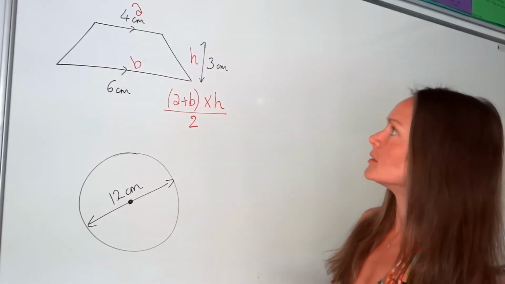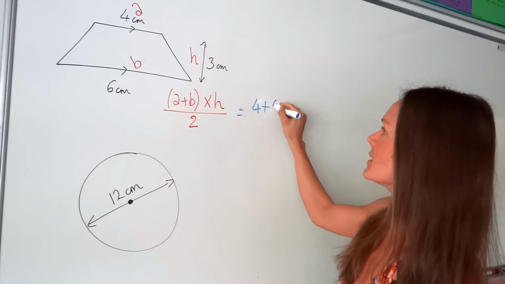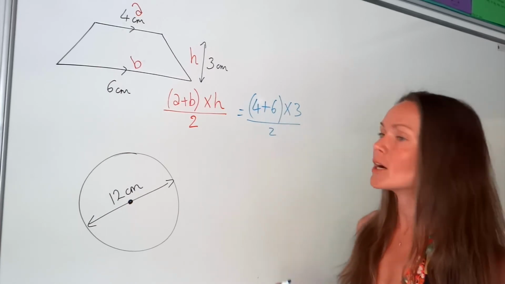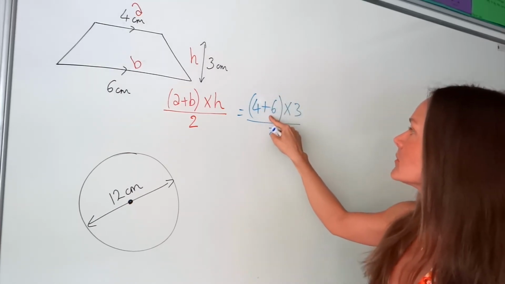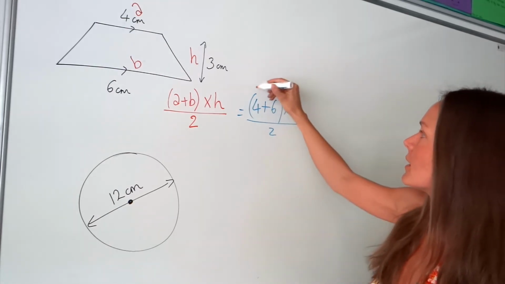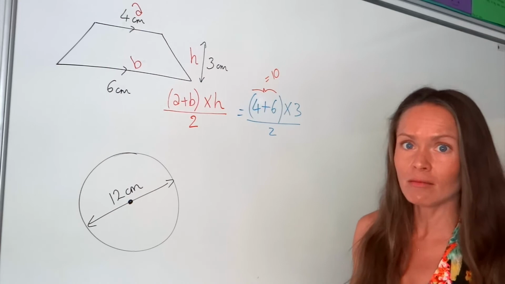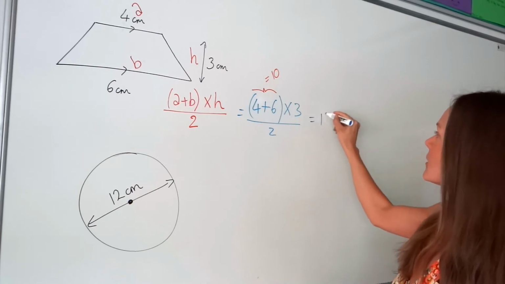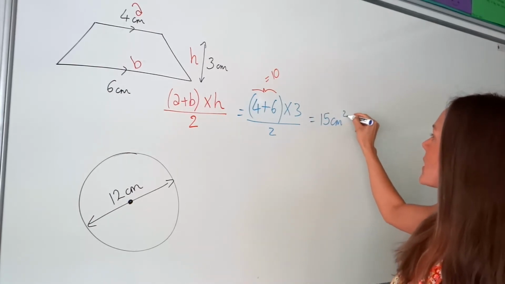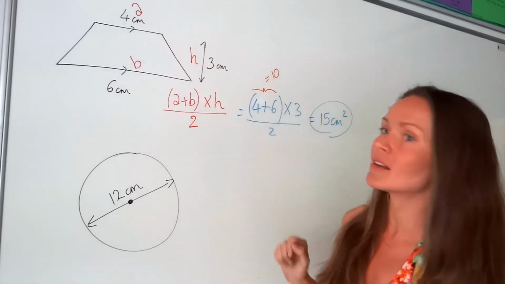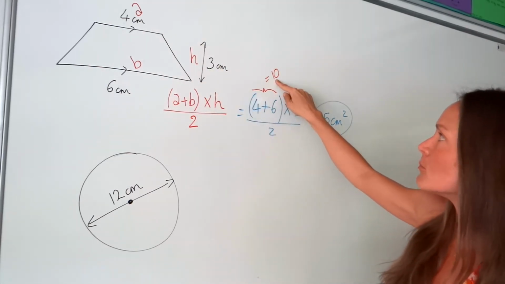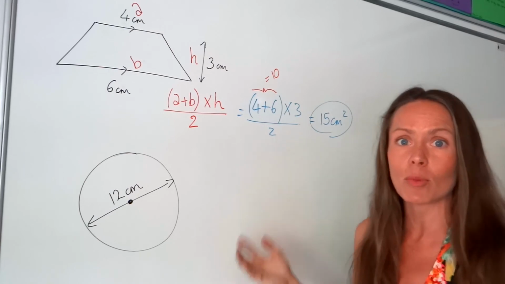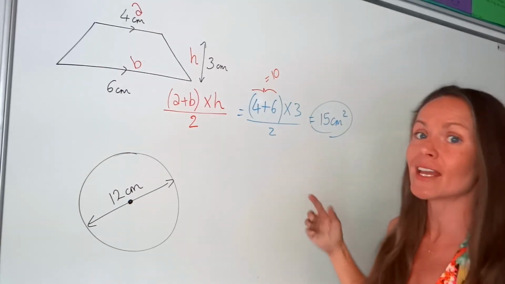So in this one, A is 4 and B is 6. The height here is 3 and then I must divide by 2. Well, 4 plus 6 gives me 10. And 10 multiplied by 3 is 30. And then if I divide all of that answer by 2, I get 15. Not forgetting the units, which are centimeters squared. So you're adding together the parallel sides, then you're multiplying that answer by the perpendicular height, which gives 30. And then you always divide by 2. So that's the area of a trapezium.